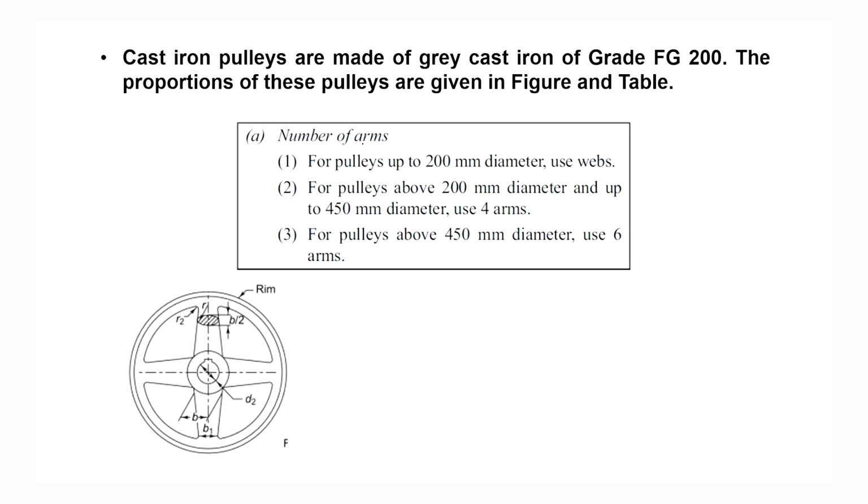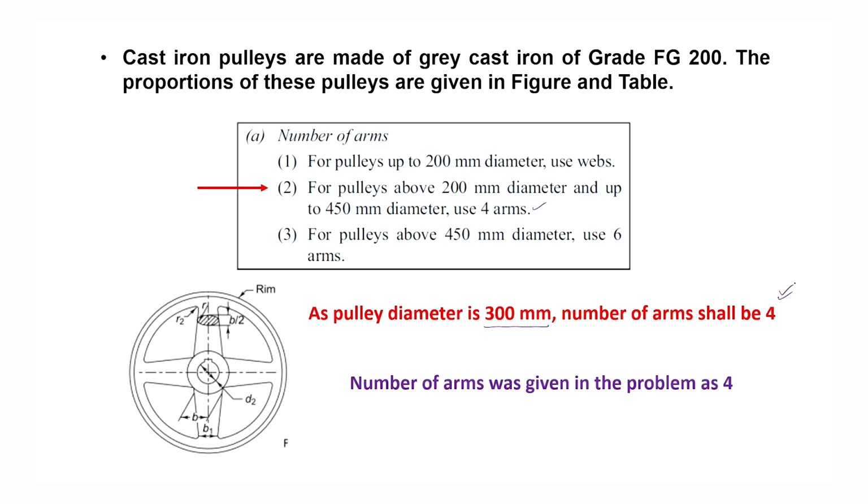Number of arms: for pulleys up to 200 mm diameter, use a web. For pulleys of 200 mm to 450 mm diameter, use 4 arms. For pulleys above 450 mm diameter, use 6 arms. As the pulley diameter is 300 mm, the number of arms should be 4, and in the problem it was also given as 4.